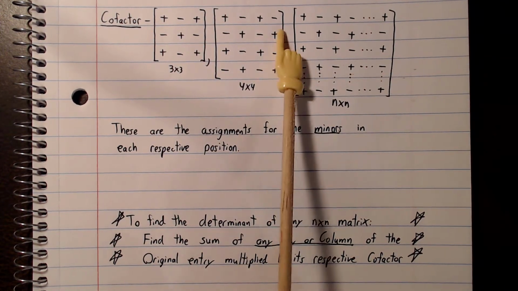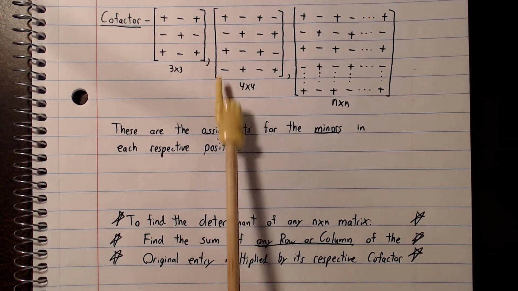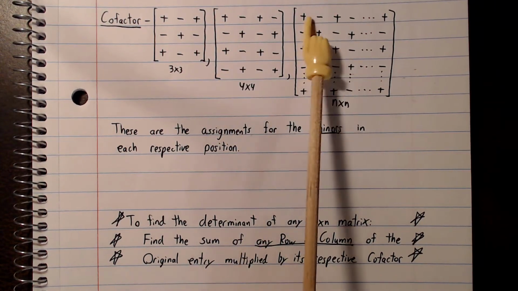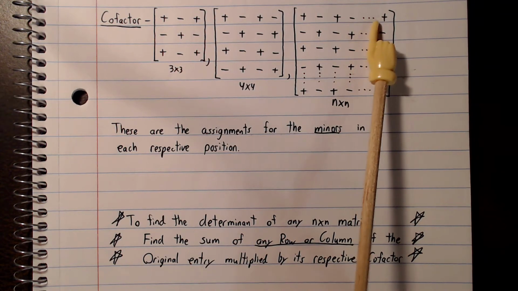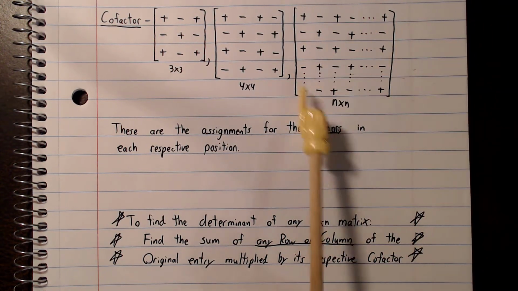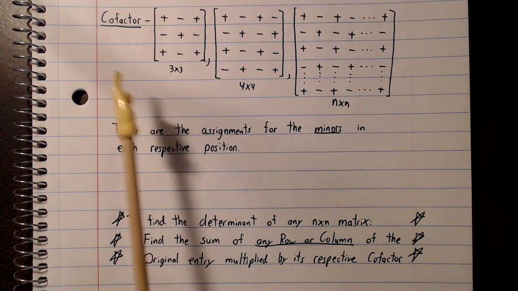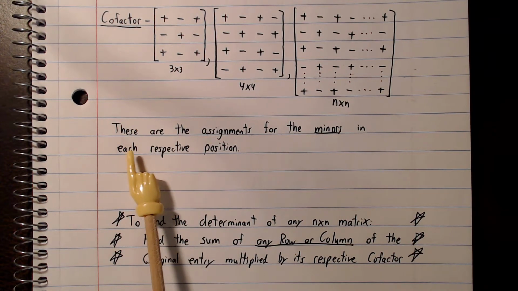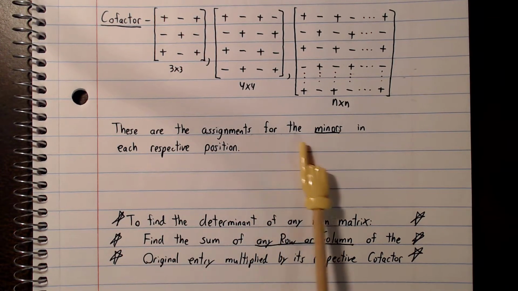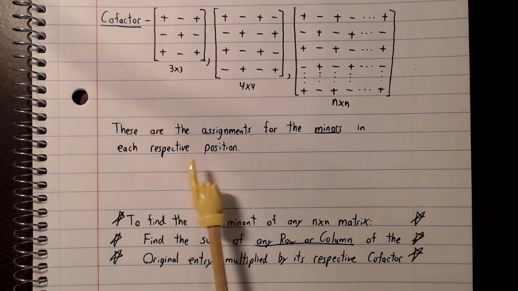And even when we expand it to a 4x4, it just continues this pattern, and so on and so on. So it doesn't really matter. The next one here would be positive, then negative, and we keep on expanding that way. It doesn't matter how big it is. But what they are is these are going to be assignments for the minors in each respective position.